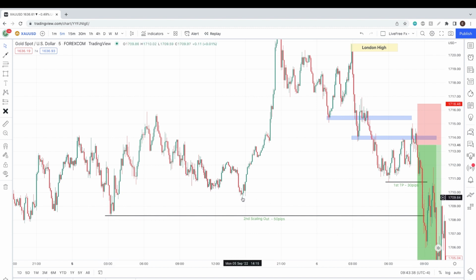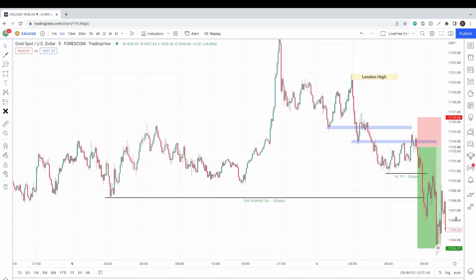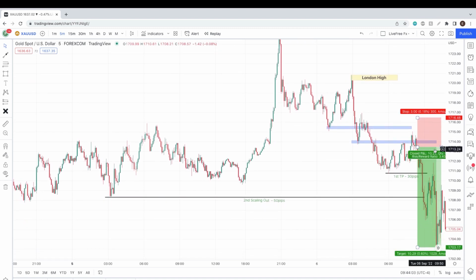You could have also used this level for a second scaling as well, but I usually like my second scaling to be double, or at least close to that, in terms of my first scaling. So I settled for 50 pips on this trade here, and we take out a second scaling. You could have taken out your entire position here, or you could still have one more position running while your stop loss is at break even.